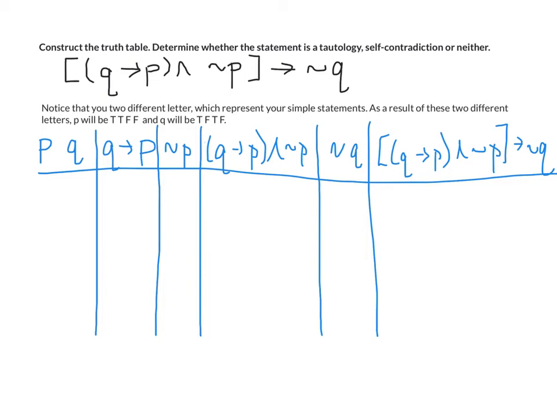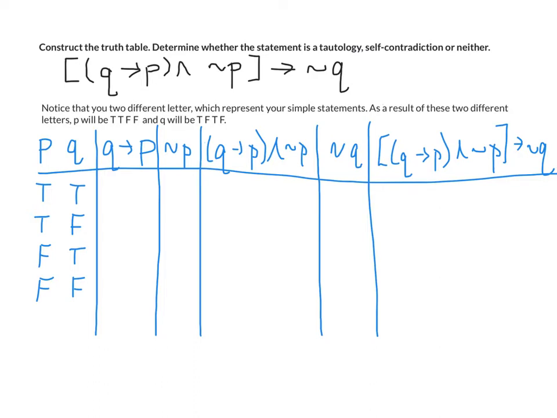Notice that there are two different letters that you have to consider here. These are your simple statements. Because you have two different simple statements, P is going to be true, true, false, false. And Q is going to be true, false, true, false. This is going to happen every time, so you need to go ahead and learn that and commit it to memory. This happens every time you have two different letters to work with.